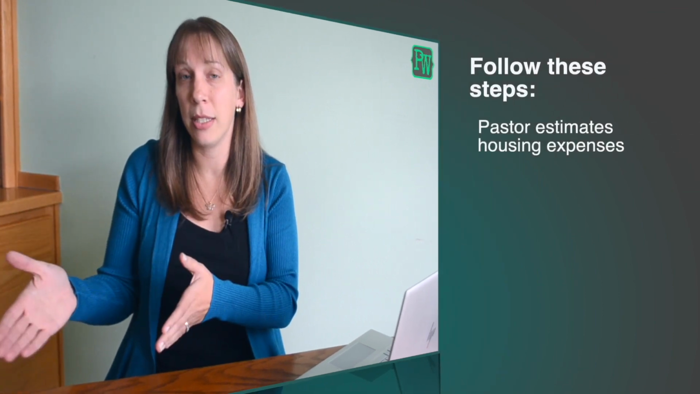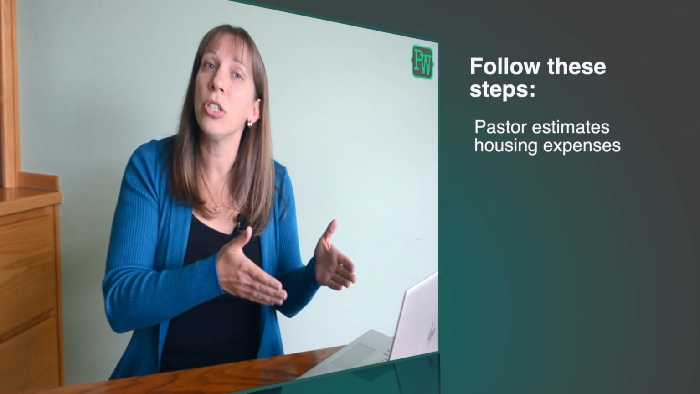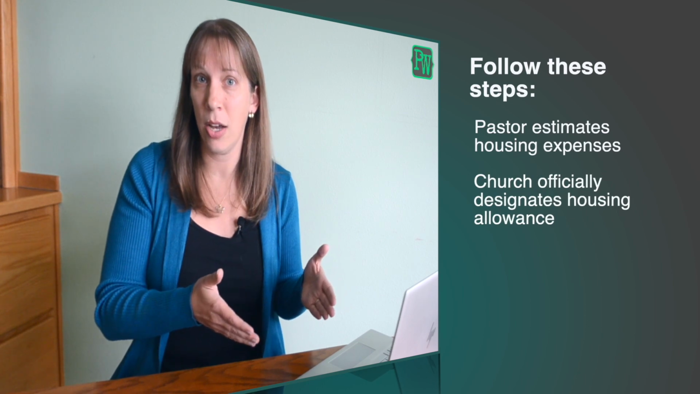The nice thing is the church doesn't have to go through the IRS or report anything to the IRS at all. This is how it works. The pastor, you should estimate what your expenses are and then request a housing allowance from your church. Different churches do it different ways, so I know some churches say this is your housing allowance, but the most effective way is if the pastor actually estimates the housing allowance. So the pastor estimates their housing expenses and tells the church. Then the church has to officially designate the housing allowance.